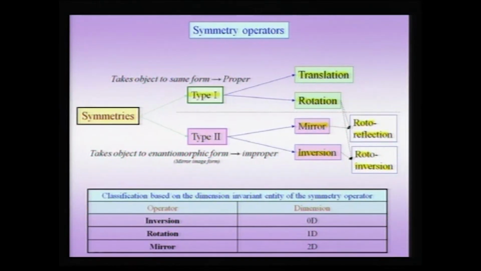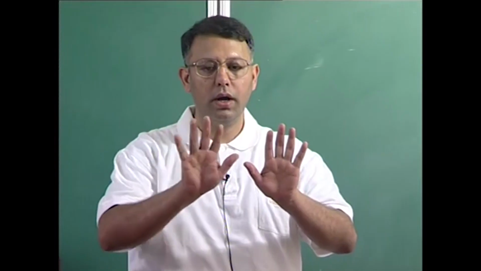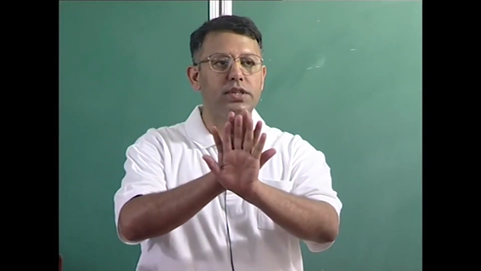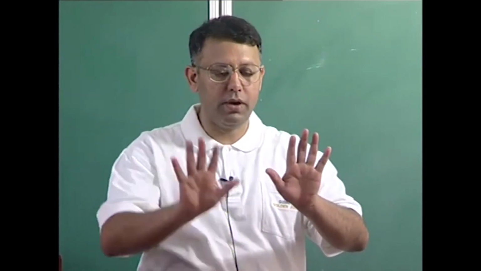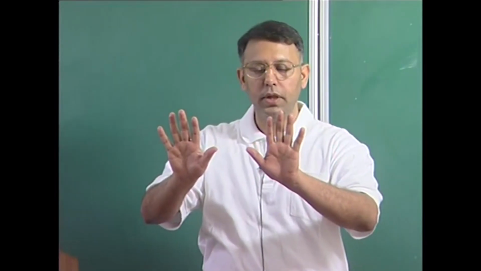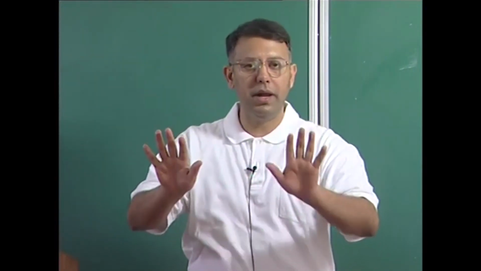So, there are type 1 symmetry operators which take an object to its same form, and there are type 2 symmetry operators which take an object to what is known as the mirror form or the enantiomorphic form. Now, to understand what is a mirror form, the best example we can consider is our hand, the human hand. So, we have the left hand and the right hand. I can perform no rotation or translation operation to make my left hand coincide on top of the right hand, because my left hand and right hand are related by a mirror operation right in the middle of my two hands. Therefore, there is no possible translation or rotation operation which can take my right hand to my left hand, or equivalently my left hand to my right hand.